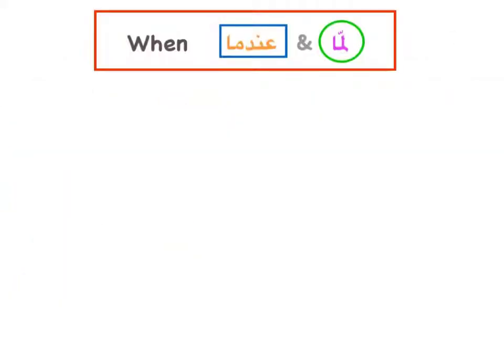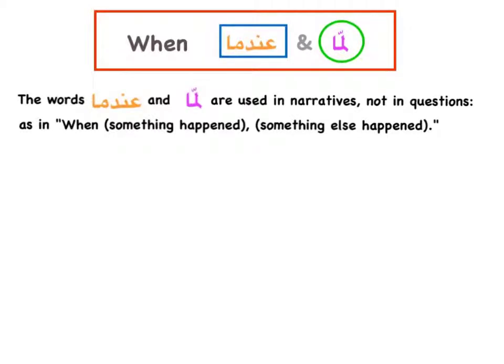Now let's look at لما and عندما, the equivalents of when in Arabic. The words عندما and لما are used in narratives, not in questions, as in when something happens, something else happens. لما يحصل شيء لما حصل شيء عندما يحصل شيء آخر.